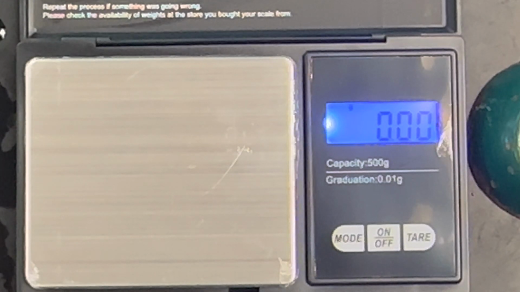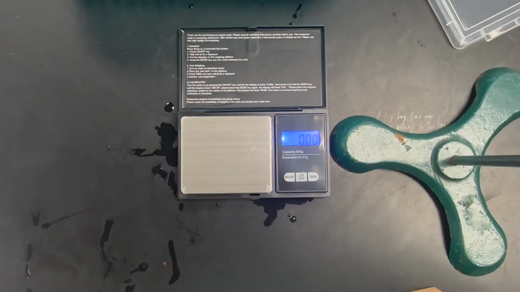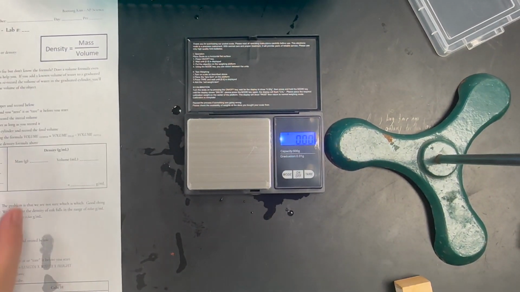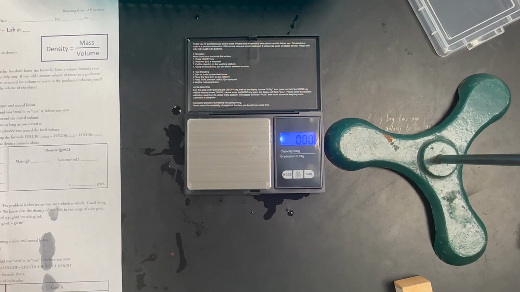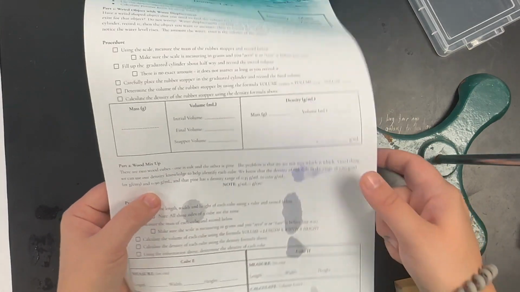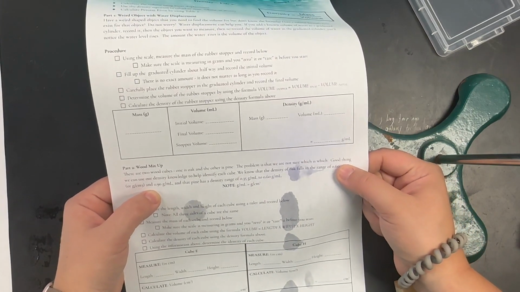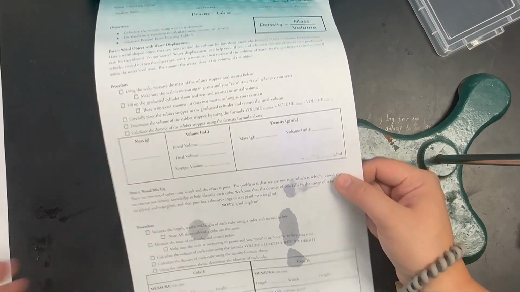So then that gives you enough information to calculate the density for the wood blocks. And then given the information in the directions over here, you'll be able to figure out which block is oak and which block is pine.